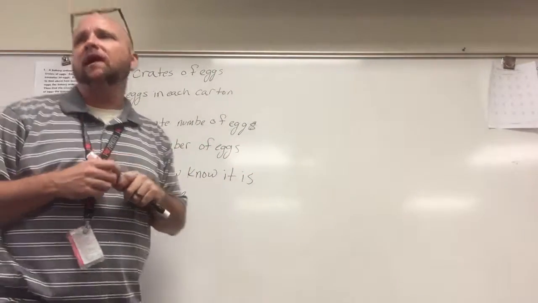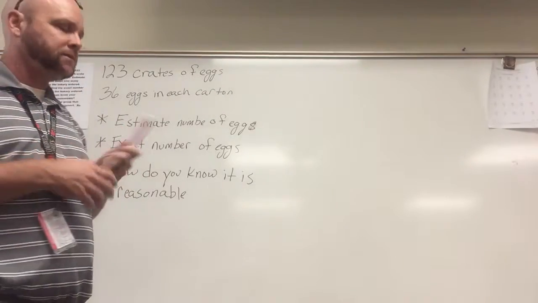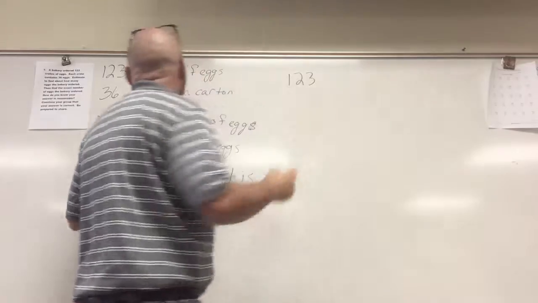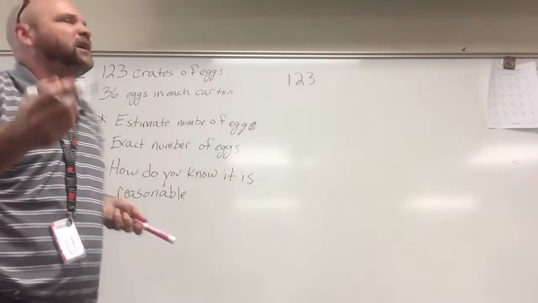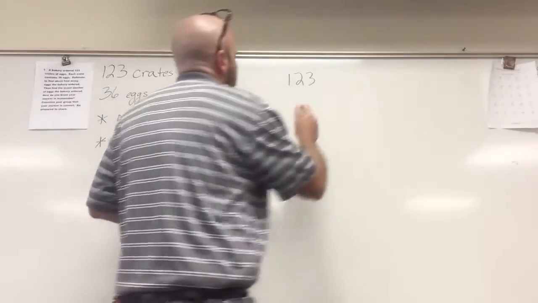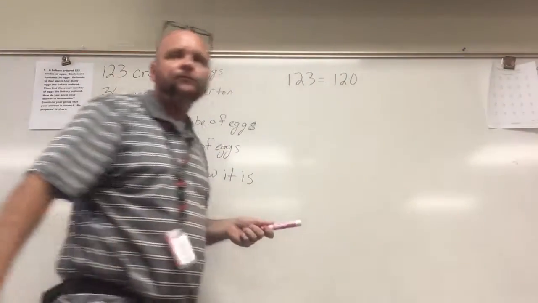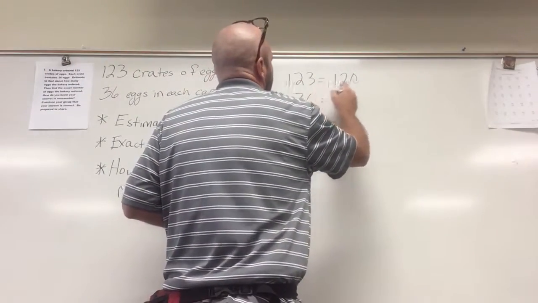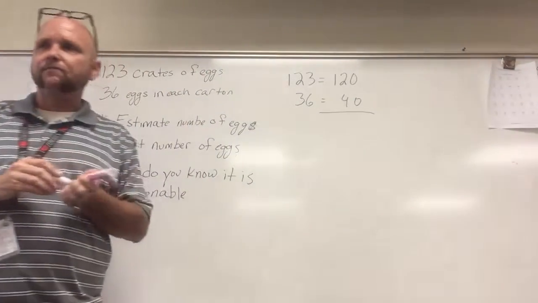Okay, so if we take and we round 123 crates, and we round the 36 eggs in each crate to, let's say, 40. So we're going to round 123 to 120. We're going to round 36 to 40. And this is going to give us an estimate.